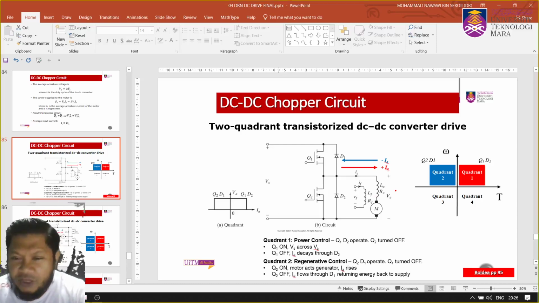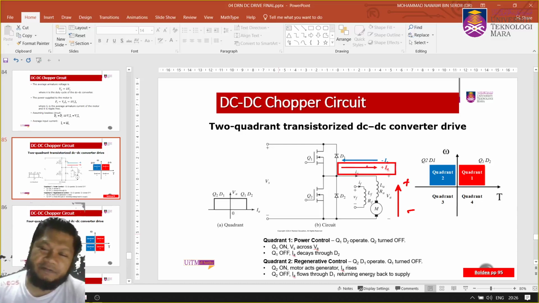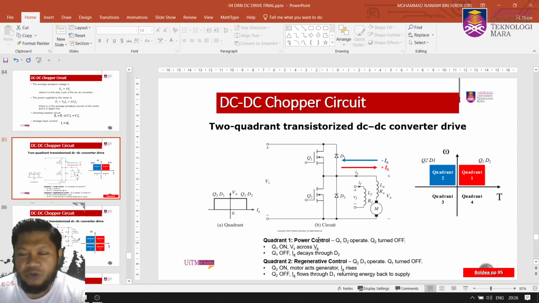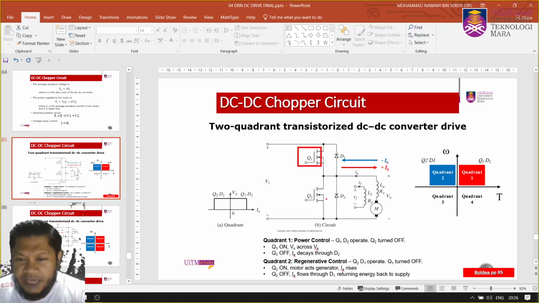Quadrant 1 whereby you have a positive voltage, and the current flows into that back EMF. So this is the first quadrant operation. So in this power control, or motoring mode, you have Q1 and D2 operate. So only Q1 and D2 operate. Right. First, you consider Q1 on. Only Q1 is on.